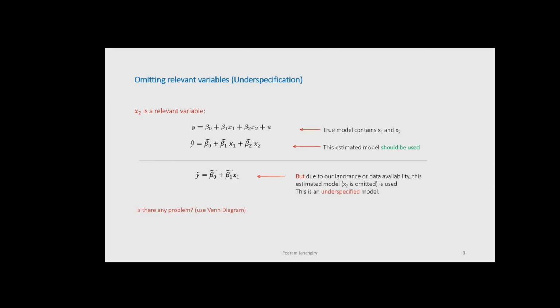All right, now let's talk about underspecification of a model. And here we're dealing with omitting a relevant variable. And again, as the previous time, what is relevant? Relevant means that it has something to do with y, with your dependent variable. So if I omit that relevant variable, what will happen to the unbiasedness of my estimator and what will happen to the variance?